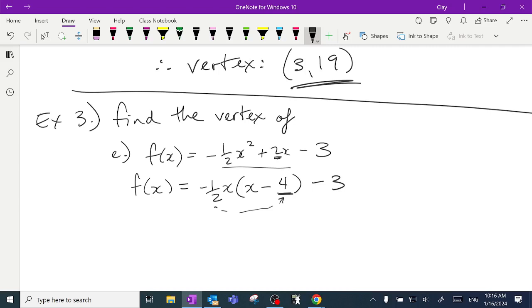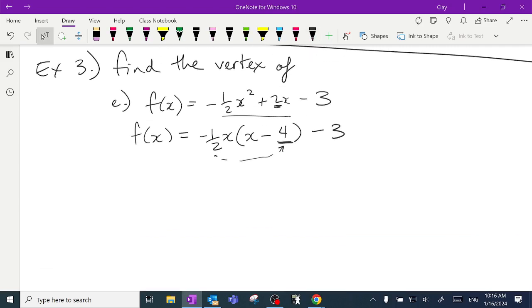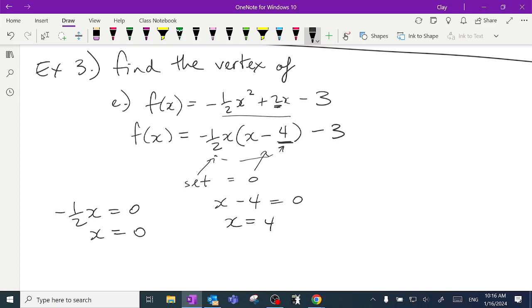And then once again, the next step on this is take your two factors and set these equal to 0. So negative 1/2 x is 0, so x is just 0. And x minus 4 is equal to 0, so x is equal to 4. And then you know that your vertex has to be halfway between 0 and 4. So your vertex has to have an x coordinate of 2.